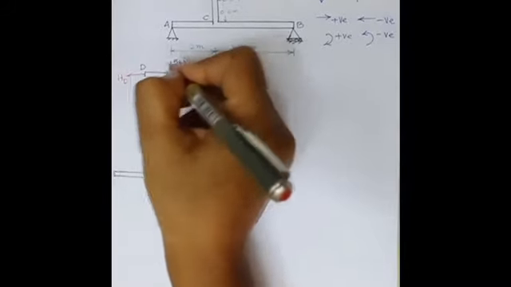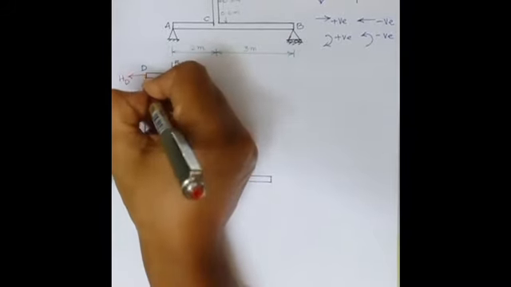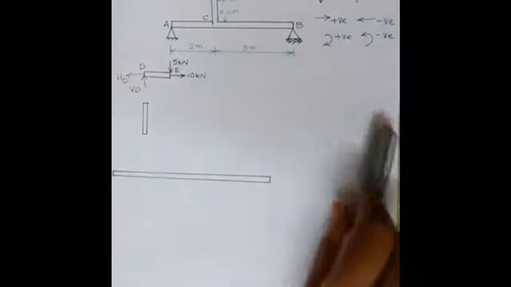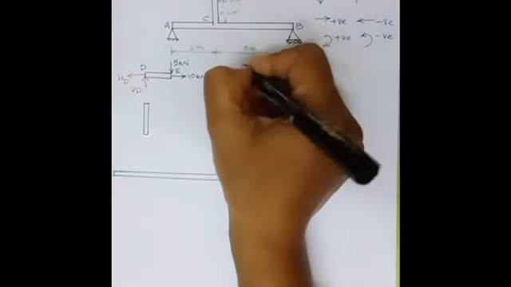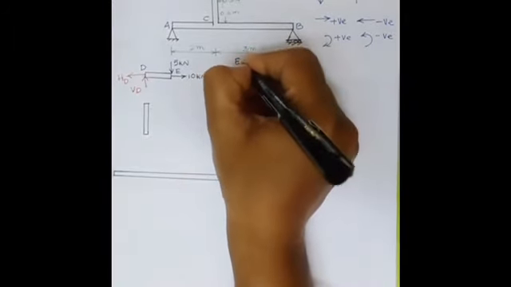Now 5 is acting downwards. Let us assume a vertical reaction which is equal to Vd. So now we'll use the equations of equilibrium.